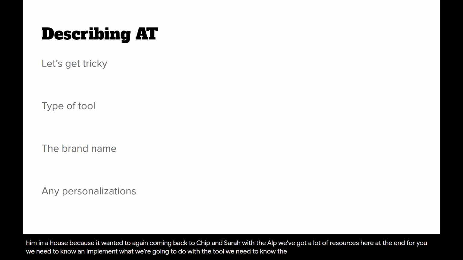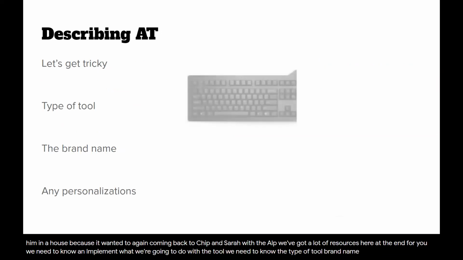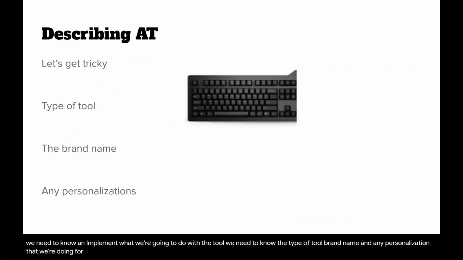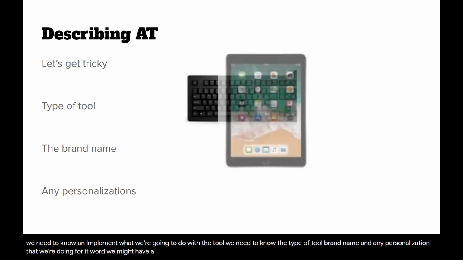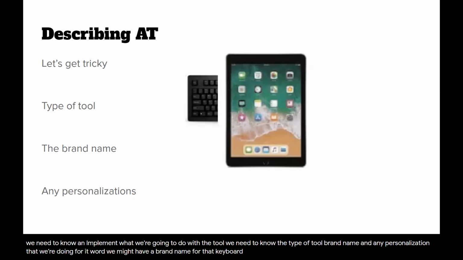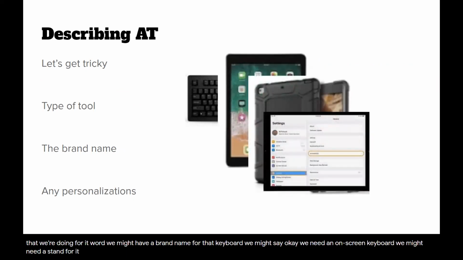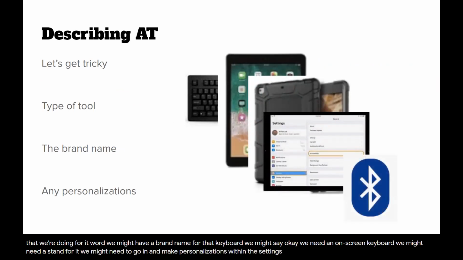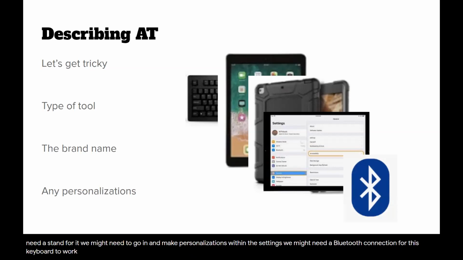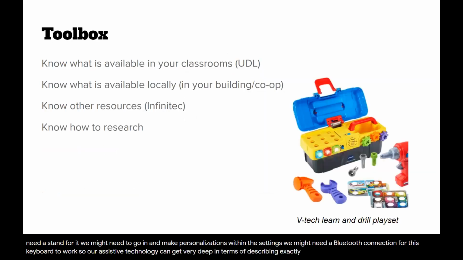We need to know the type of tool, brand name, and any personalization that we're doing for it. So it's a keyboard. We might have a brand name for that keyboard. We might say, okay, we need an on-screen keyboard. We might need a stand for it. We might need to go in and make personalizations within the settings. We might need a Bluetooth connection for this keyboard to work. So our assistive technology can get very deep in terms of describing exactly what the student needs.